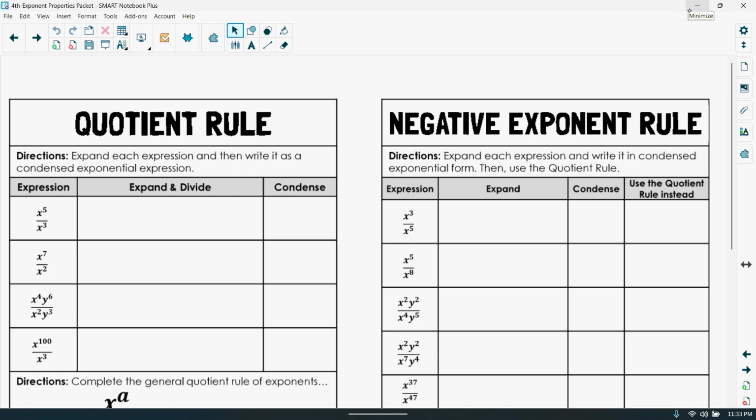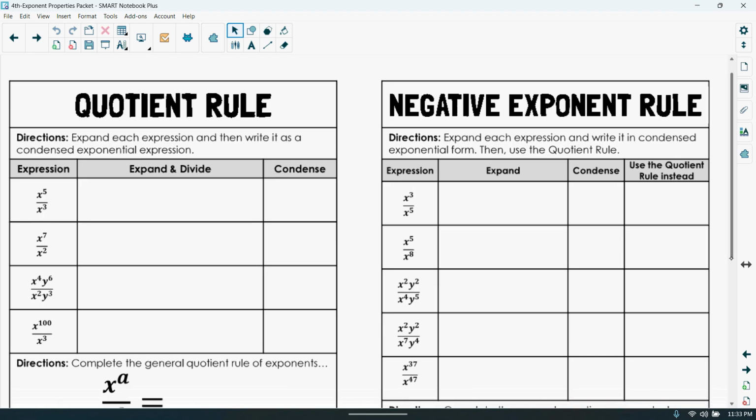All right, now let's finish the remaining rules and finish up this packet so you can apply our rules on some multi-step problems that we're going to lead up to. So previously we were doing multiplication and the power rule. Now we're going to get into quotient. And quotient is just basically when we're dividing, okay? So expand it, and then we're going to do the division.